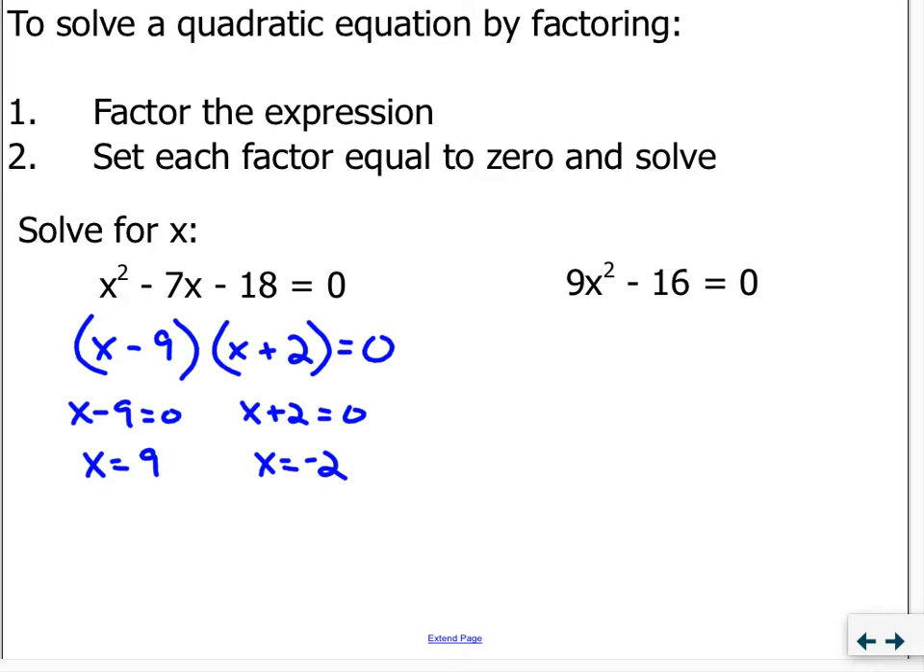Let's go to the one on the right. I'm looking for a GCF, 9x squared minus 16, no GCF, but you probably recognize that 9x squared is a perfect square, and 16 is a perfect square. So if we factor 9x squared, it goes to 3x and 3x. 16 goes to a 4 and a 4, positive and negative. Here we go. We factored it, set the factors equal to 0.